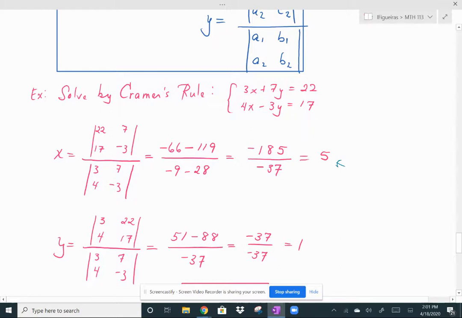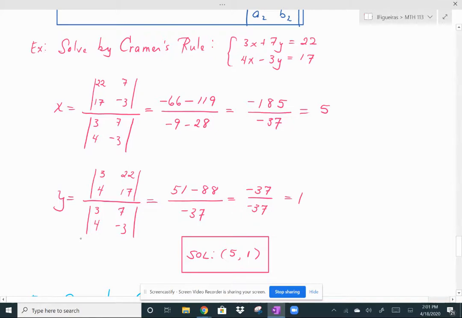But remember, you have to solve for both an x and a y. So my determinant for y in the denominator will be exactly the same: 3, 4, and 7, negative 3 as my columns, and that gives me a value of negative 37. But now I have to come up with a new matrix in my numerator. And because I'm solving for y, you replace the second column by the constants of 22 and 17.